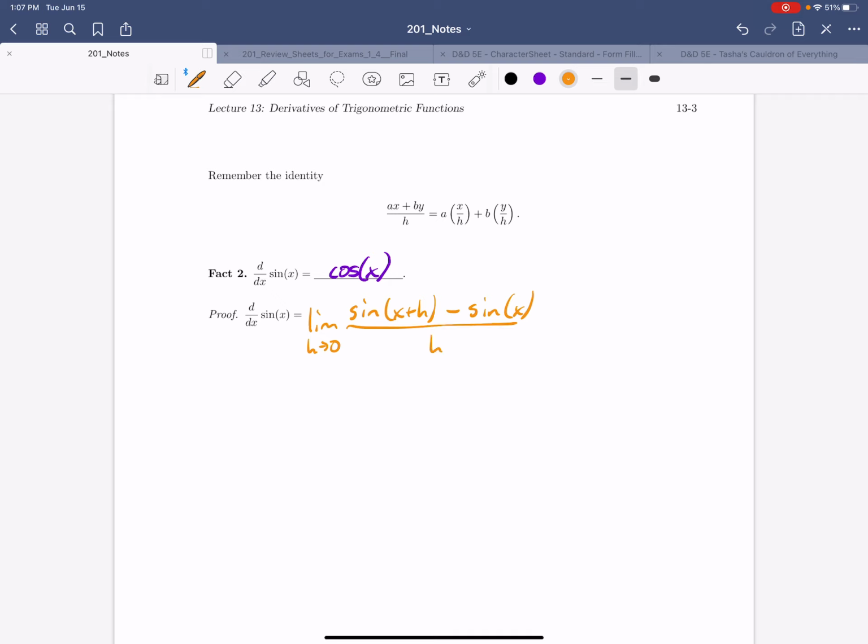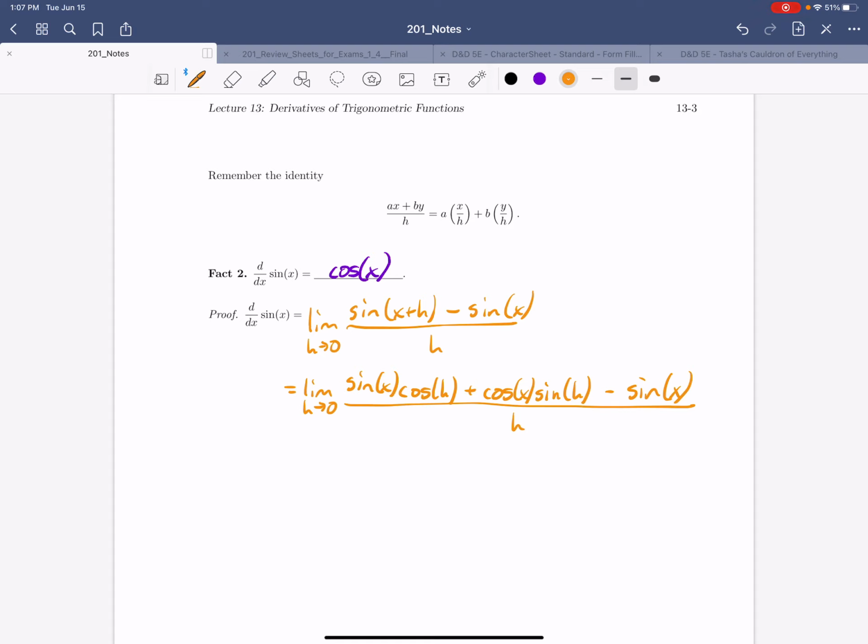Now, at this point, you need to use some trig identities. We didn't go over this in class, but maybe you've seen this before in pre-calculus, maybe in trigonometry class, that sine of x plus h can be written as sine of x cosine of h plus cosine of x sine of h. That's just the addition formula for sine of a plus b, or x plus h. Nice identity to know in this case, right? And this stuff is all over h.